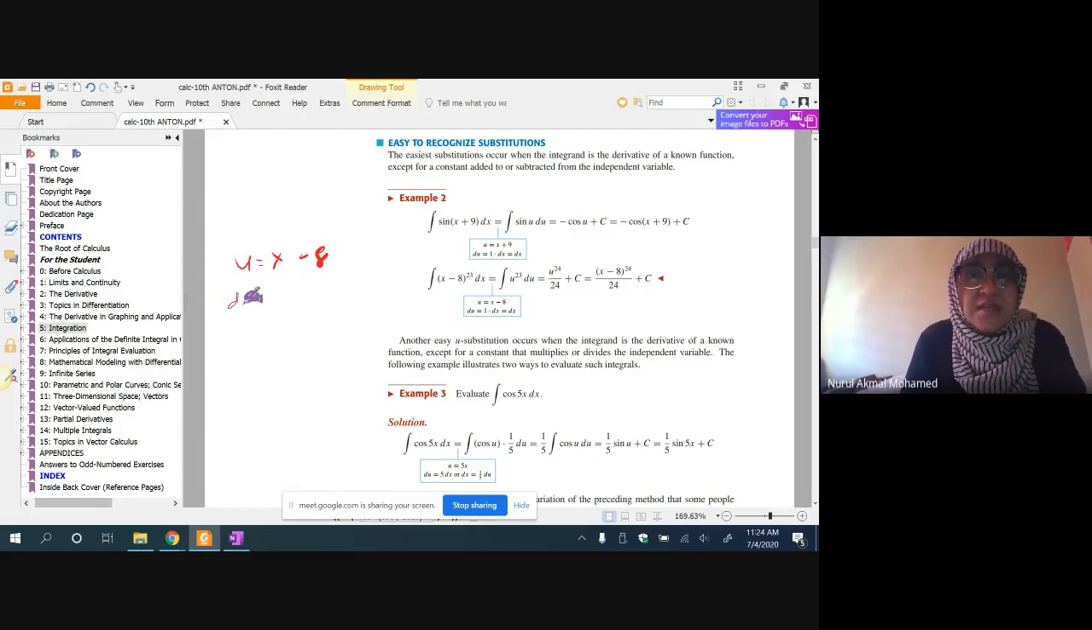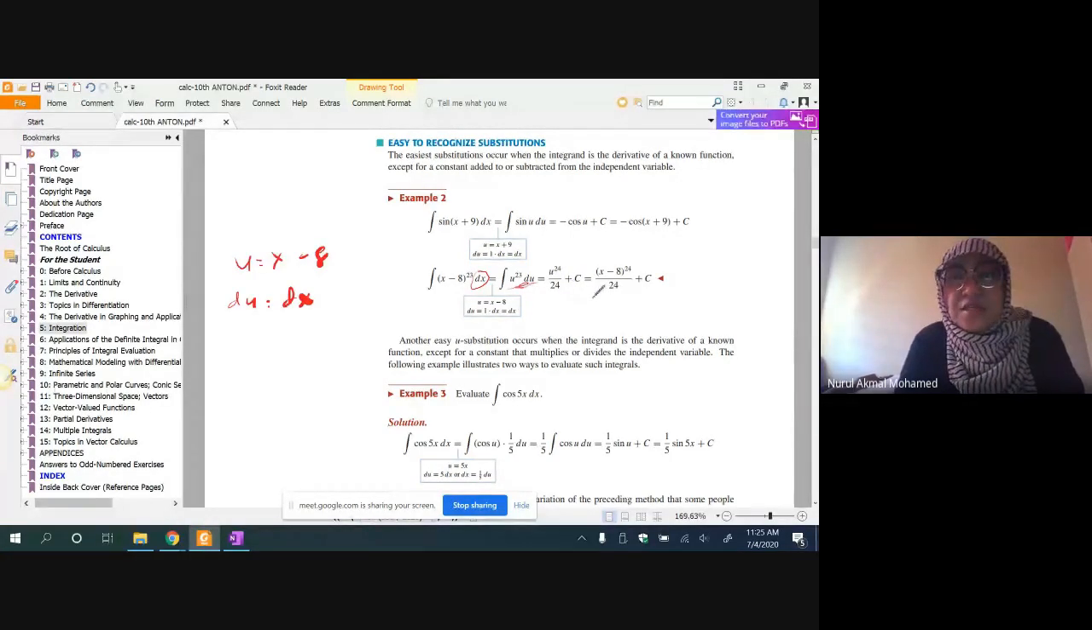It means that your du will be dx. So you replace dx in terms of du. And this one is u to the power of 23. Then from here it is just power rules, which is the integration of this is u to the power of 24 divided by 24 plus c.